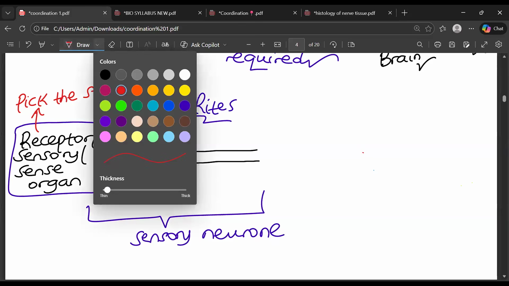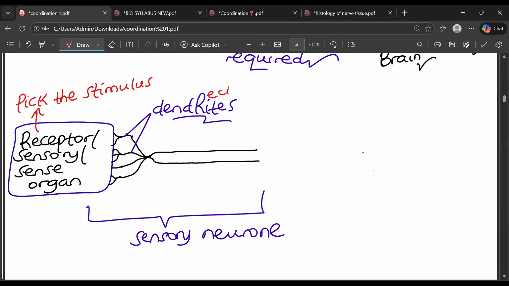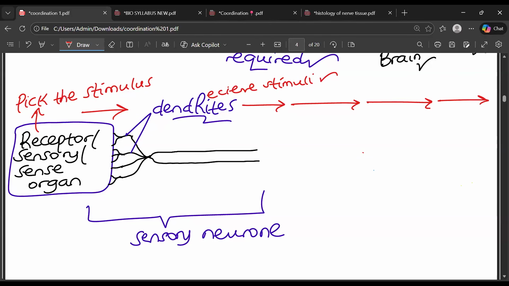Why are they called dendrites? It's because they receive the stimulus. Dendrites, they are the ones that receive the stimulus. Remember, that means we are moving in this direction. That's the direction. You need to be knowing that. That's the direction of nerve transmission, or the direction of the nerve impulse. I want you to follow very well.